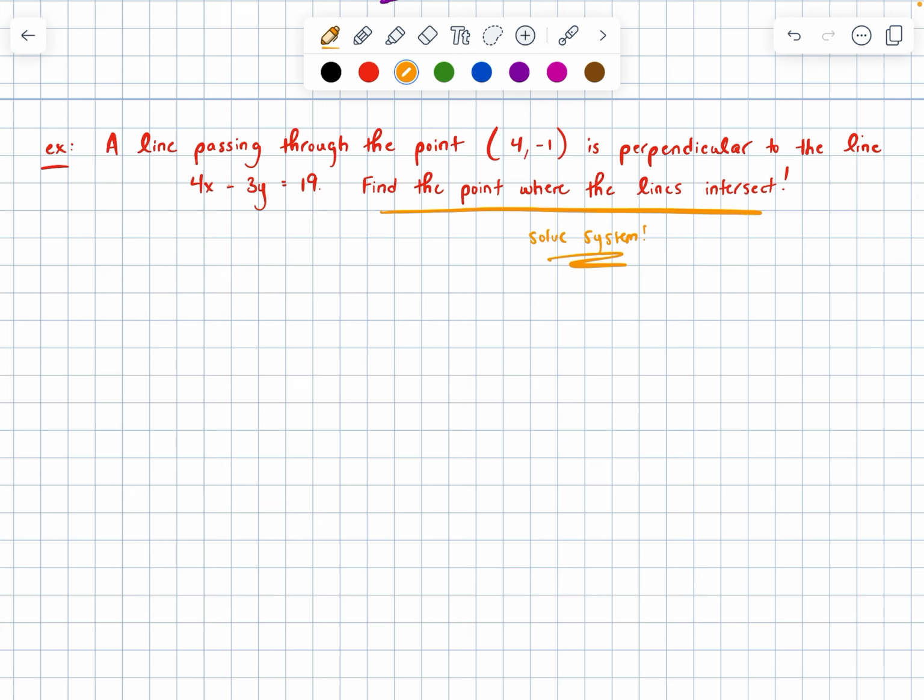But in order to do that, I've got one equation, 4x minus 3y equals 19, but I still need to find the other equation of the line, which tells me that I need to use point-slope form. If I'm going to find the equation of a line, I need a point and a slope. Notice I've given you a point. (4, negative 1) will be our x1, y1. To find the slope, remember that I am perpendicular. The slopes of perpendicular lines are related in an interesting way.